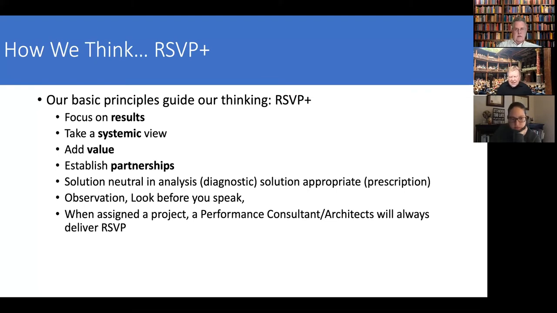Then there's the aspect of becoming more of a performance consultant. I'm going to tell you a story about observation real quickly, just to prove my point. There was one organization we were working with whose productivity had gone down. It had gone down because they had moved to a new building. After they moved, they started looking at the productivity charts, and they noticed that in the afternoons, the productivity went down.